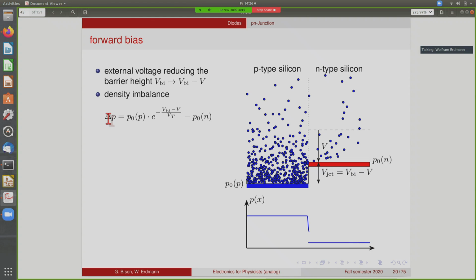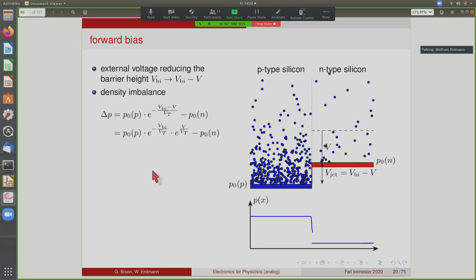So the pressure difference, so to speak, between the two is given by this p0 on the p side multiplied by e to the minus built-in voltage minus external voltage divided by the thermal voltage. And then on the right-hand side, we have the equilibrium density of holes in the n volume.